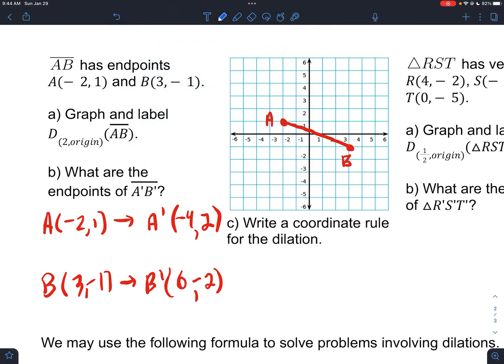And then if we graph that, let's see, 6, 10. Very interesting looking graph here, right? A prime, B prime.